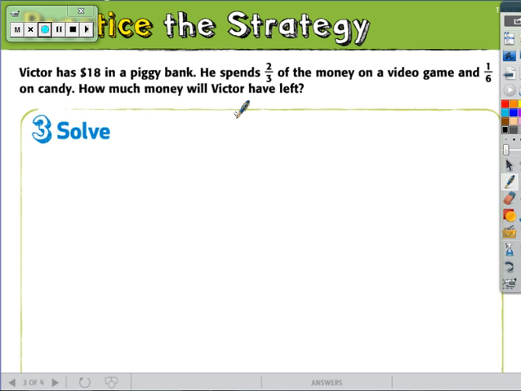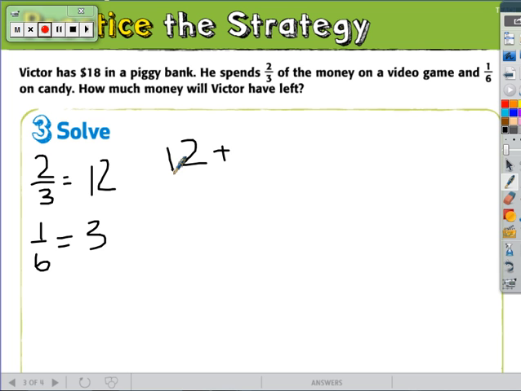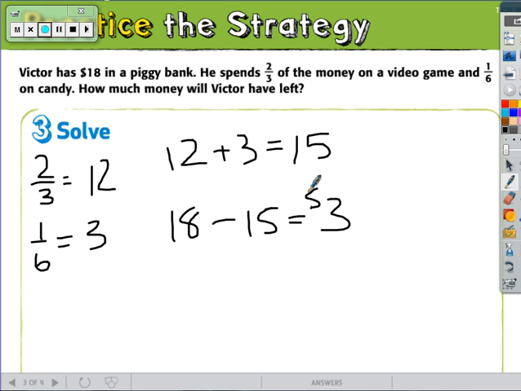So now we're going to solve it. So we took our model. So our 2/3, let's figure out what we have. 2/3 equals 12, right? And our 1/6 equals 3. So we're going to add 12 plus 3 equals. Then we're going to subtract 18 minus 15 equals. So how much money does he have left?